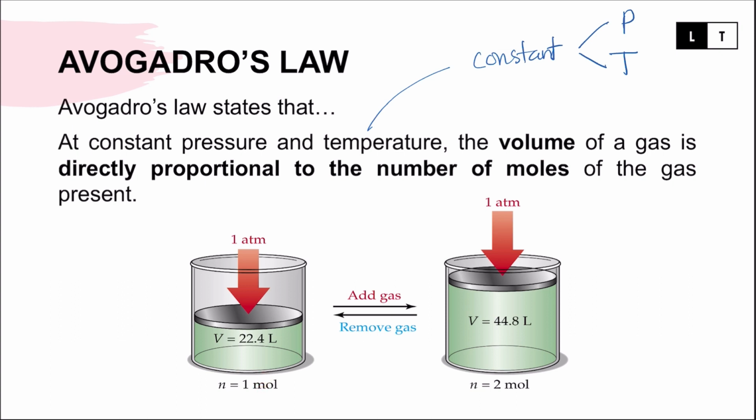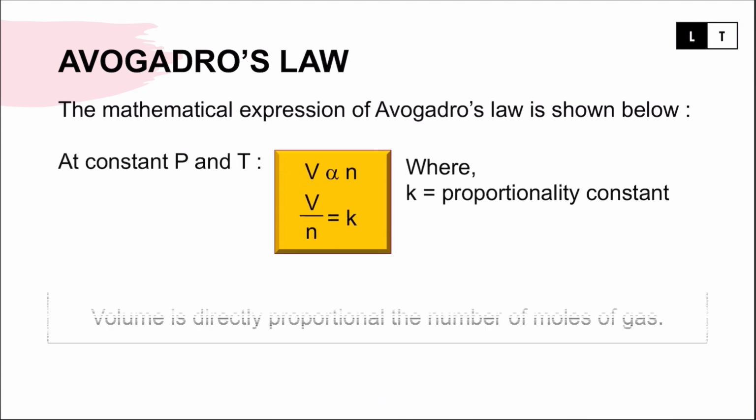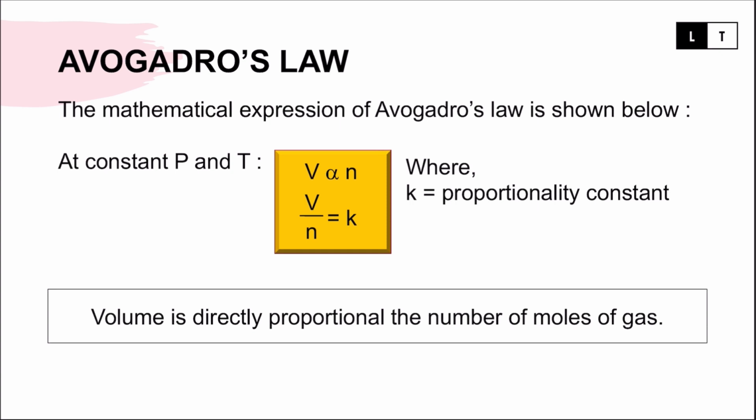Apabila kita add the gas, volume dia increase, moles dia pun increase. Kalau kita reduce the gas ataupun remove the gas, volume dia decrease, mole dia pun decrease. So, untuk this law, masih ada juga formula yang spesifik at constant pressure and temperature. We know that the volume is directly proportional to the number of moles of gas.